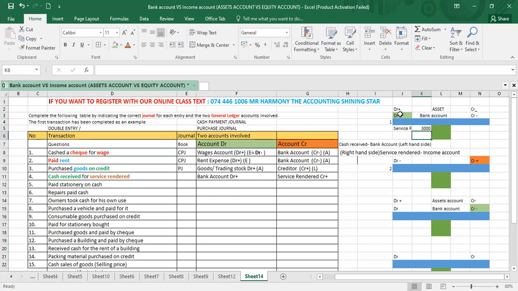You are done with the debiting side of your bank account. We are left with the crediting. What is it that we are crediting? Service rendered account. We go and open what? A service rendered account. You see, student, the accounts are working together. You write service rendered account. And I go further, student.